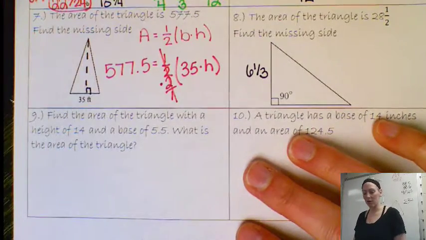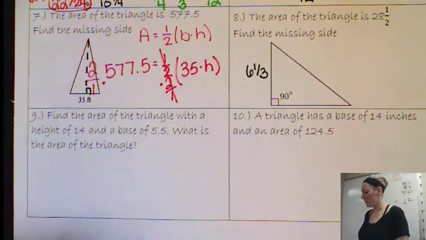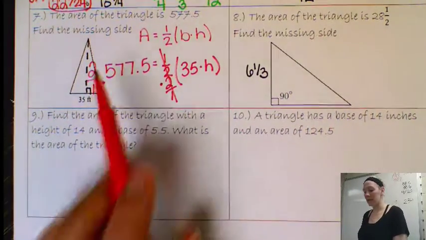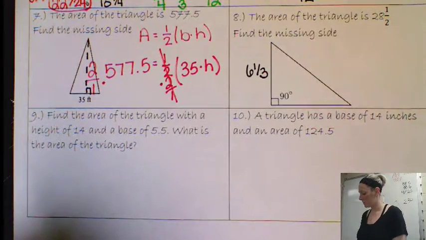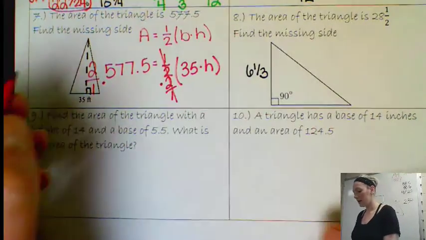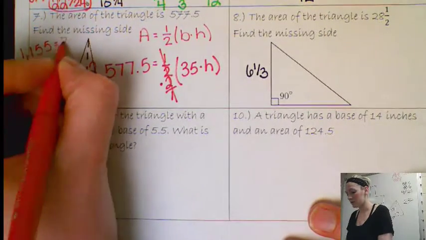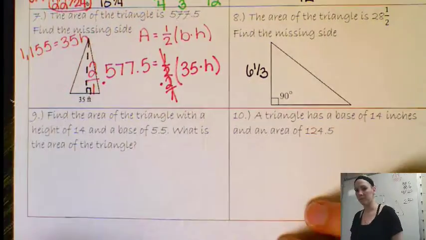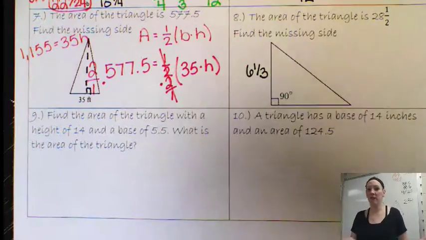This cancels this out, and I'm going to multiply this by 2 over 1. So in my calculator right now, I'm taking 2 times 577.5, and I end up with 1,155 equals 35h. Now we're trying to solve for h. We're trying to find the height of this triangle.